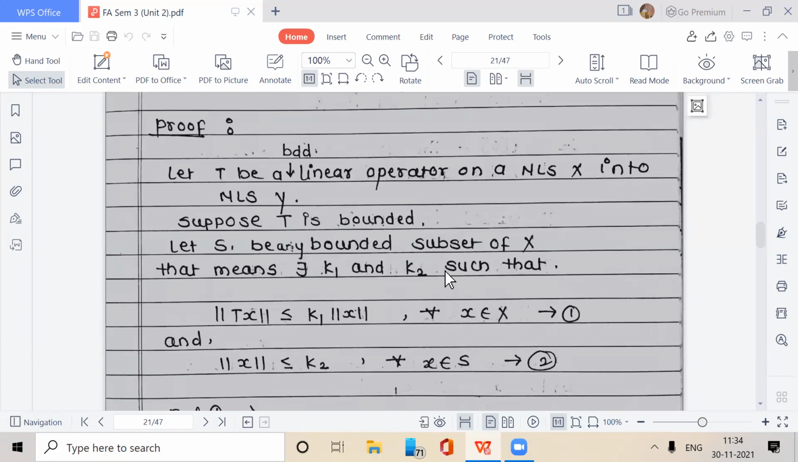Proof. First, we write what we have given to us. Let T be a linear operator from normed linear space capital X into normed linear space capital Y. Let T be a bounded linear operator. To prove that T maps bounded set in X into bounded set in Y. What we have to prove, that also we write in the proof. Let S, capital S, be a bounded subset of capital X. So there exist constants K1, K2 such that norm of Tx is less than or equal to K into norm of x.